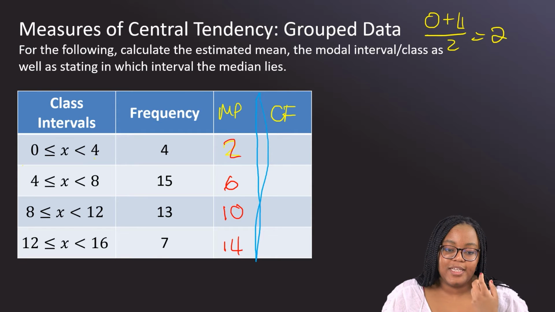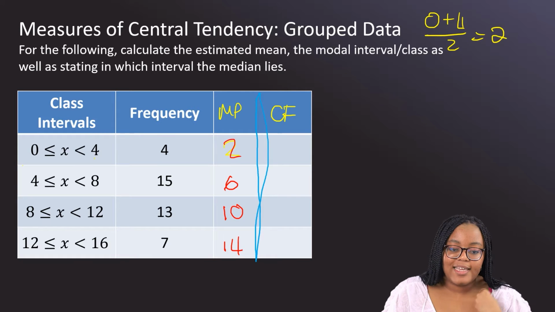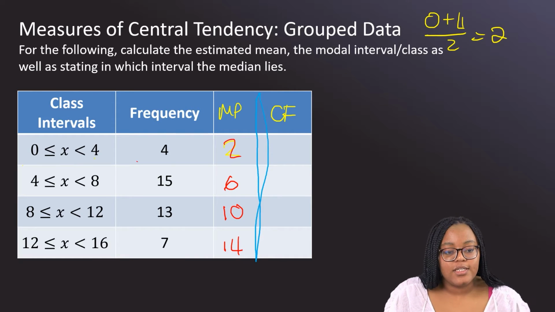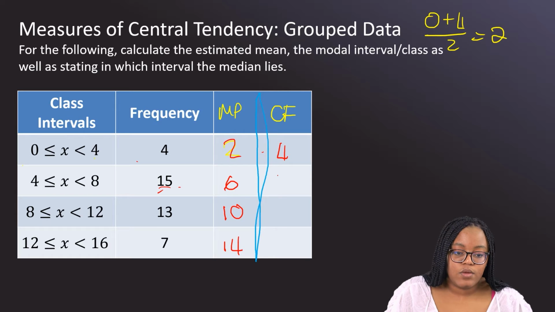Regarding cumulative frequency, it is just the sum of all the frequencies that came before the class interval that you are handling. So, practically, if we're looking at our first interval, the frequency is 4, our cumulative frequency will be 4. In the second interval, where we have a frequency of 15, our cumulative frequency will be 15 plus 4, which is 19. In our third interval, we have a frequency of 13, so our cumulative frequency is going to be the frequency of that interval plus all of the frequencies that came before.